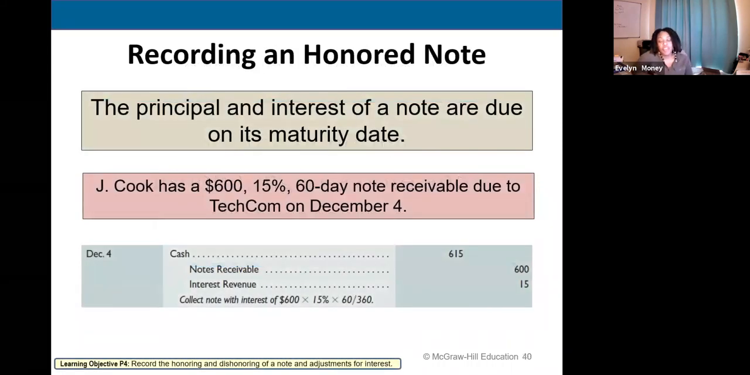Now, what happens when the note gets paid? When the note gets paid, the accounting term for that is the note is honored. When the note is honored, this is when we deal with the interest. We record the amount of cash that we are going to receive, and that cash is the principal amount of the note plus the interest. We take the notes receivable off the books, so we credit notes receivable, and we record the interest revenue. We credit interest revenue. The sum of those two equal the debit to cash.